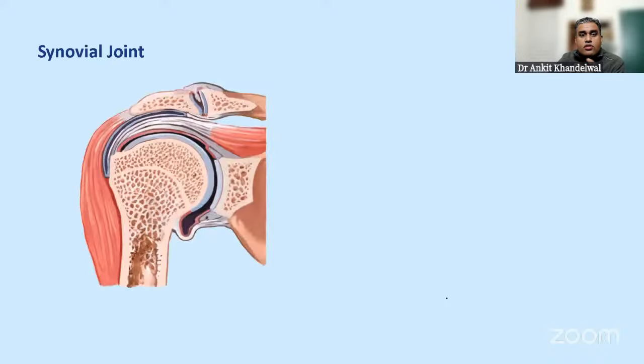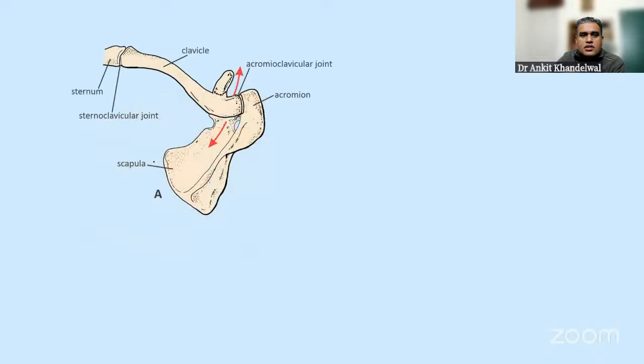Let's see more joints. Synovial joint. Here's the shoulder joint that is being shown. Some joints over here: acromioclavicular. So it is acromion of the scapula, clavicle over here. Which type of joint? Plain variety. Sternoclavicular joint, which type of joint? We just did an example, saddle variety. So you know that sternoclavicular is multi-axial.